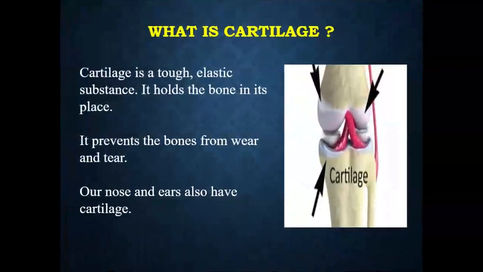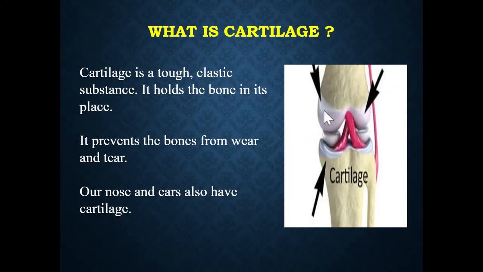Children, then do you know what is a cartilage? Okay, let me just tell you, children. Cartilage is a tough elastic substance. It holds the bones in its place. As you can see in this picture, this bone is surrounded by a layer of cartilage here. This one white part, this is also the cartilage. So it prevents the bones from wear and tear. Okay, so it is a tough elastic substance. It holds the bones in its place and also prevents the bones from wear and tear, children. So you have to remember this. And also it is found in your nose and ears.